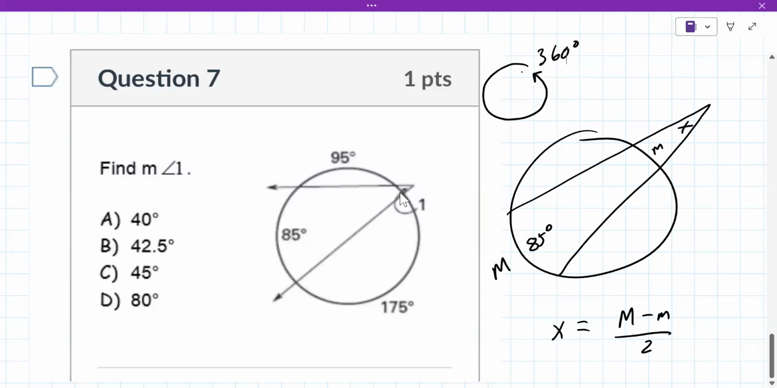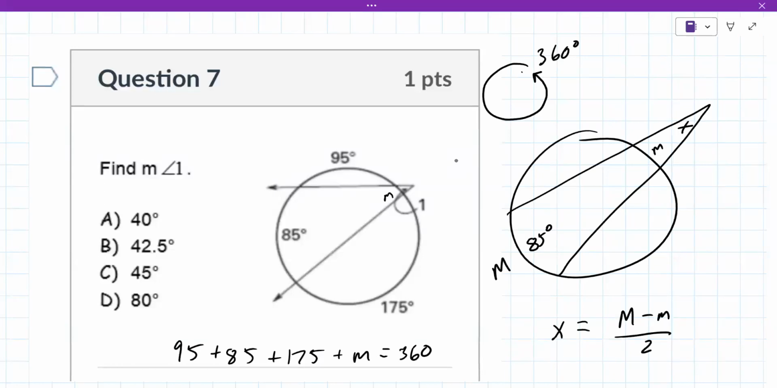So I would subtract. You have 95, 85, plus 175. You have to figure out the missing value of m here. 95 plus 85 plus 175 plus m equals 360. So going all the way around the circle to find the value of m.